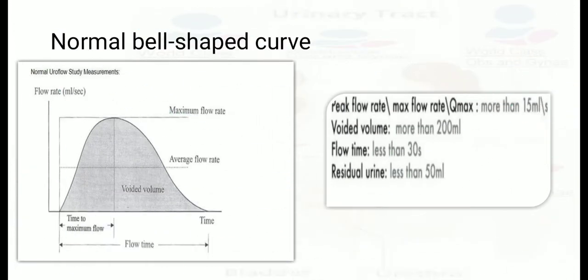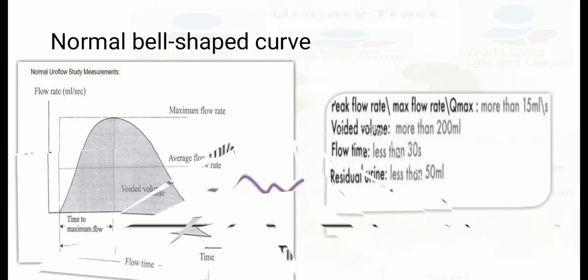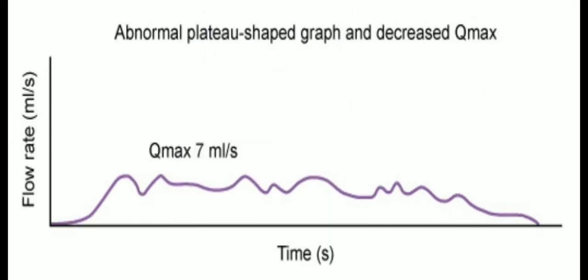Then a normal shape curve, normal uroflowmetry measurements. Okay, peak flow rate, maximum flow, Q max, more than 15 ml per second, voided volume more than 200 ml, flow time less than 30 seconds, residual urine less than 150 ml. Okay, on the vertical axis we have flow rate in ml per second, on the horizontal axis we have time in seconds.